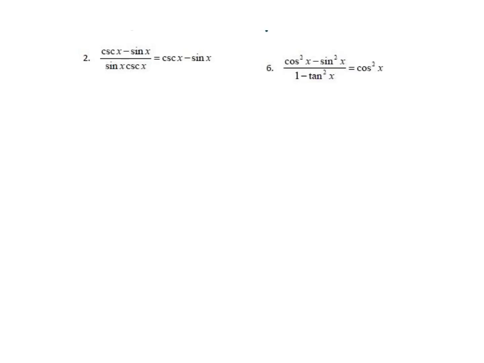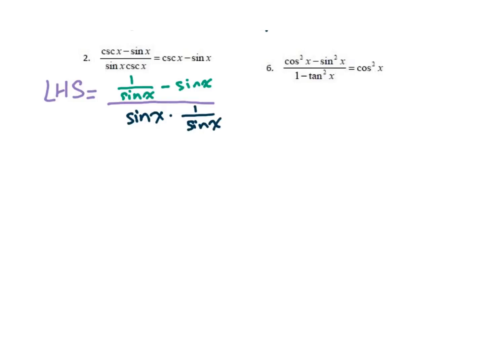Left-hand side is more complicated, so we go to the left-hand side. Change everything into sine and cosine. For cosecant x, that's 1 over sine x minus sine x. For the denominator, we have sine x times 1 over sine x. So we do the operation. This is sine x over 1 multiplication. I can reduce. We got 1 as the denominator.